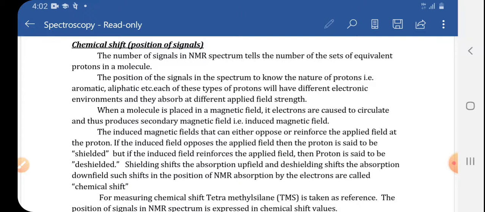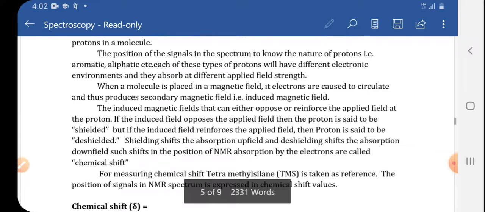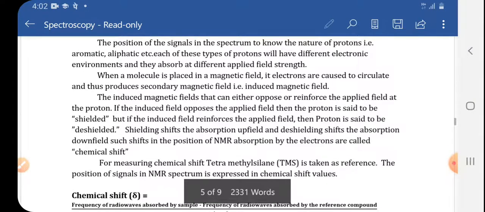At the same time, when the molecule is placed in the external magnetic field, the electrons present in the molecule are caused to circulate and create a secondary magnetic field. That secondary magnetic field is called the induced magnetic field. This field is caused by the electrons, not by the protons. It is very important. We already have the primary magnetic field, which is caused by the protons. Here the secondary magnetic field is caused by the electrons.